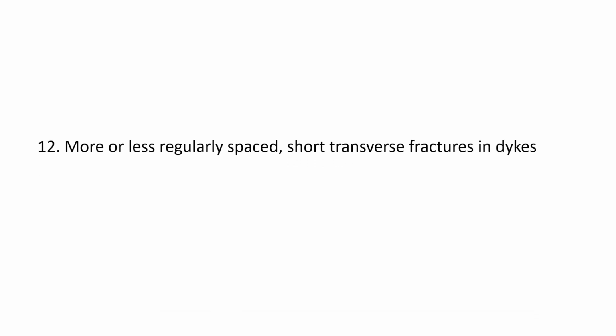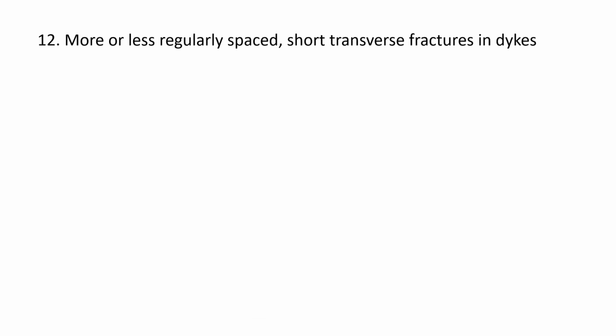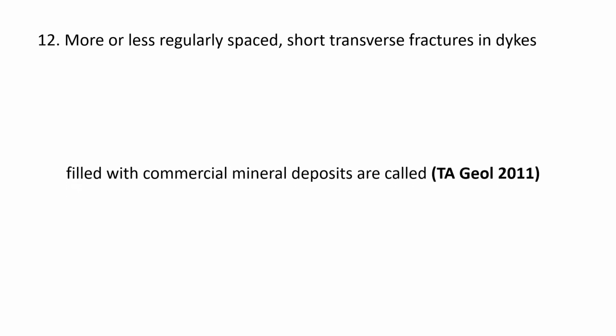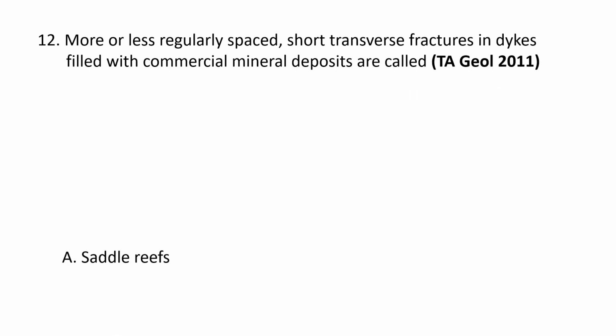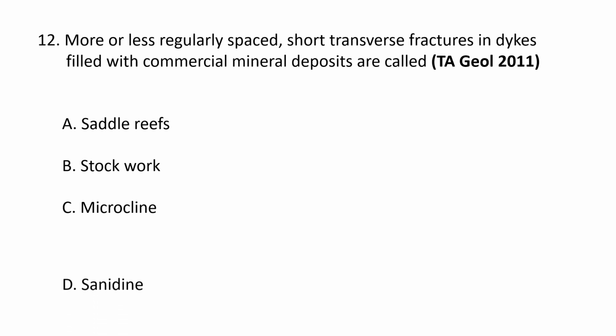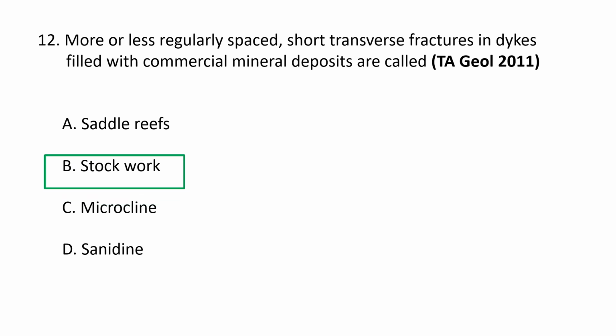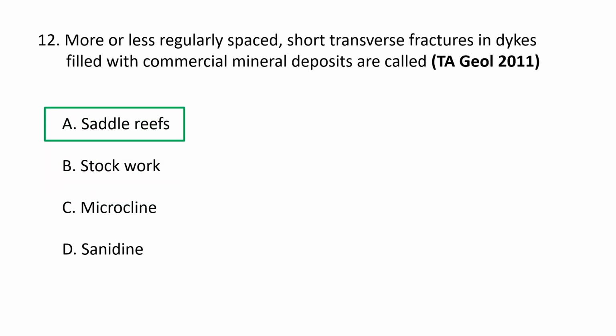Next question. More or less regularly spaced short transverse fractures in dikes filled with commercial mineral deposits are called A. Saddle reefs, B. Stockwork, C. Microcline, and D. Sanidine. The correct option is A. Saddle reef. A mineral deposit which is associated with the crest of an anticlinal fold and following the bedding planes, usually found in the vertical succession. This is known as a saddle reef. And so these are filled with the commercial mineral deposits. So A is the correct option.